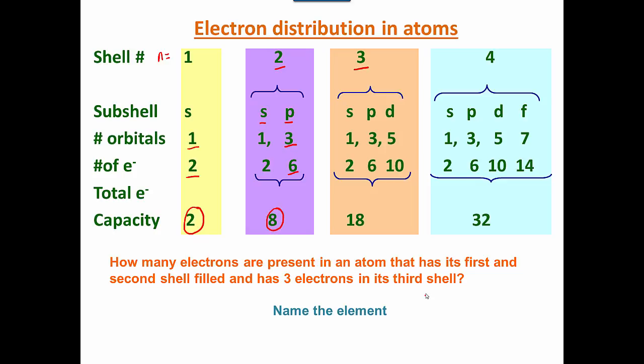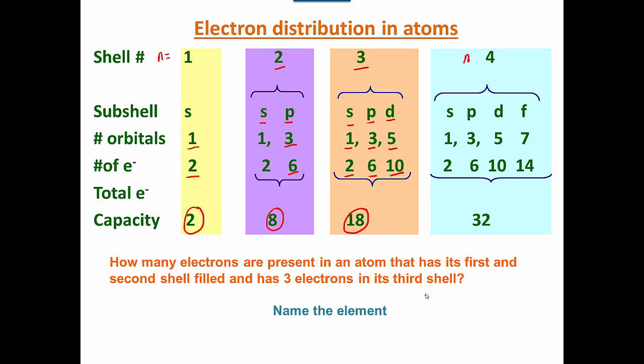So now we go to shell number 3. That's composed of an s, p, and d subshell. And again, the s subshell is 1 orbital, 3 orbitals in a p subshell, and it turns out there are 5 orbitals in the d subshell. That means that the maximum number of electrons is 2 for the s orbital. We have 6 electrons for the 3 p orbitals, and 5 times 2, 10 electrons for the 5 d orbitals. That's a maximum of 18 electrons in the third shell.